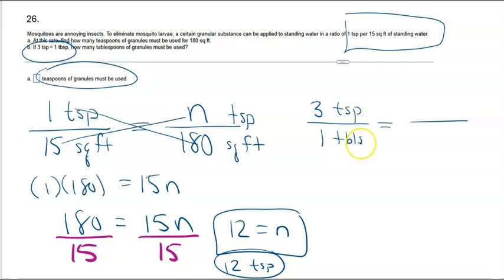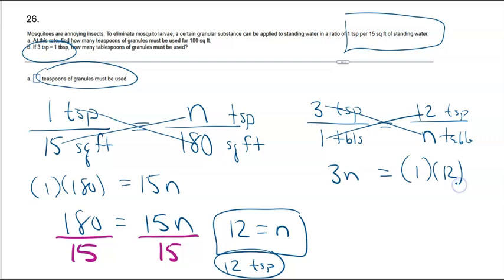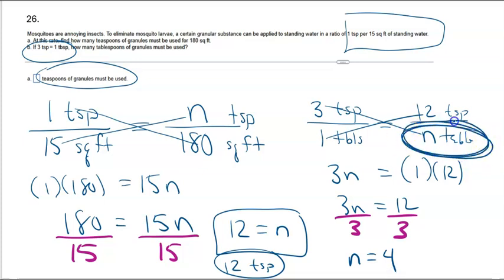Okay, then how many tablespoons of granules must be used? So again, you still need teaspoon on top and tablespoon on the bottom. And we have 12 teaspoons, and we're trying to figure out how many tablespoons. It's really just another proportion. So 3 times N equals 1 times 12. You get 3N is equal to 12. What do we do? We divide both sides by the number in front of the N value. So divide by 3, and N is equal to 4. Now remember the N was tablespoons, so 4 tablespoons.